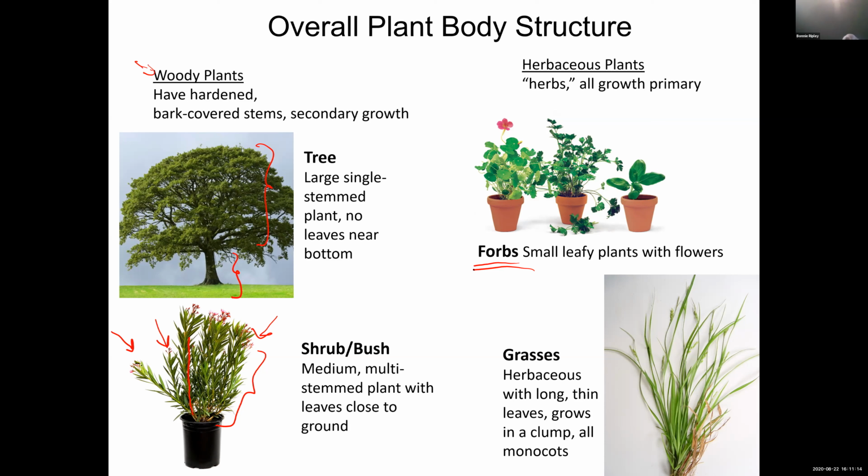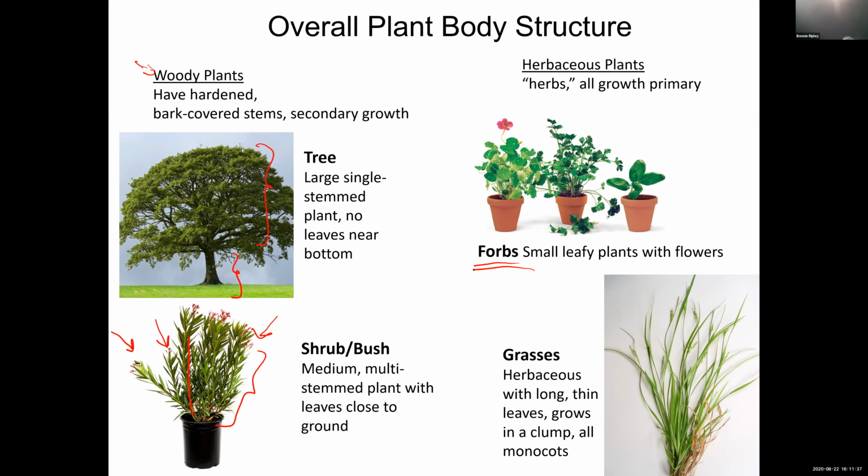Herbaceous plants is the opposite of woody plants. Their bodies are made only of this sort of green, soft, fluffy growth. They don't have any wood or that secondary growth. So all the plants that we use as herbs, like basil and chives and parsley, cilantro, these are all herbaceous plants.